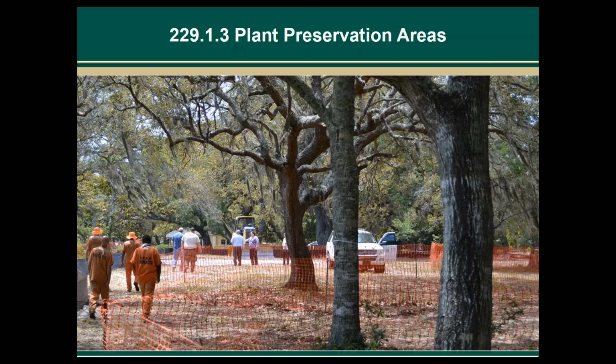Plant preservation areas are areas in which no standard clearing and grubbing activities, construction, or staging is to occur. Vegetation, including grasses, wildflowers, trees, and shrubs, and existing soils within these areas are to be protected from construction activities.